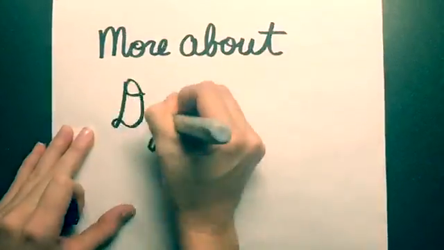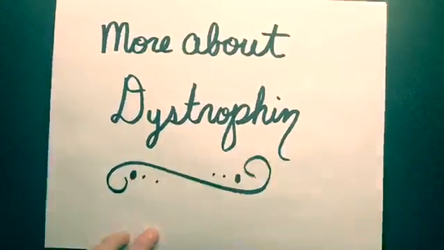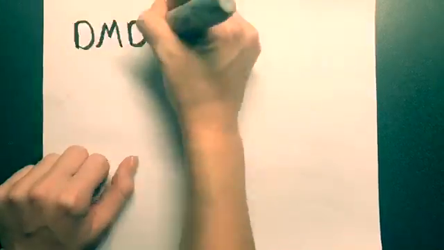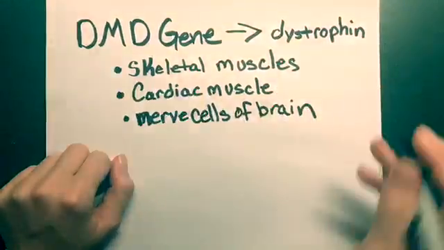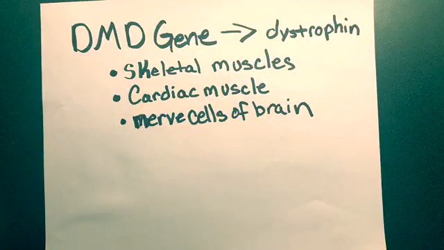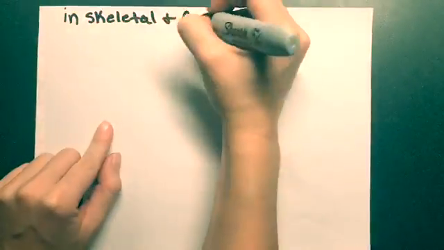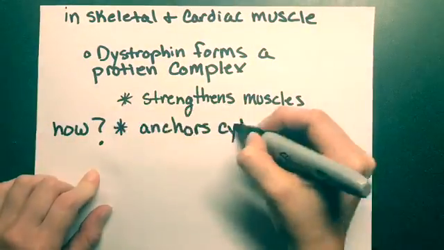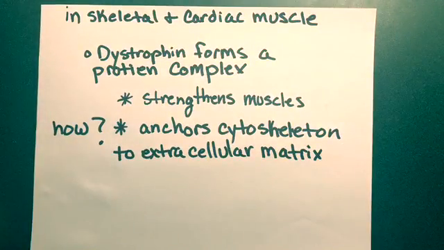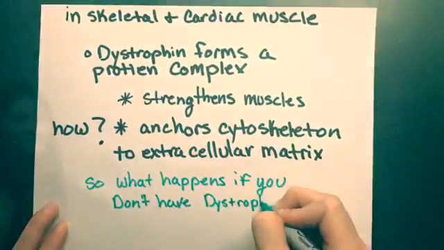But more about dystrophin. The DMD gene codes for dystrophin, which is used in skeletal and cardiac muscles, as well as the nerve muscles of the brain, but not much is known about the use of dystrophin in nerve cells. In skeletal and cardiac muscle, dystrophin forms a protein complex that strengthens muscles by anchoring their cytoskeleton to the extracellular matrix. So what happens if there isn't enough dystrophin?